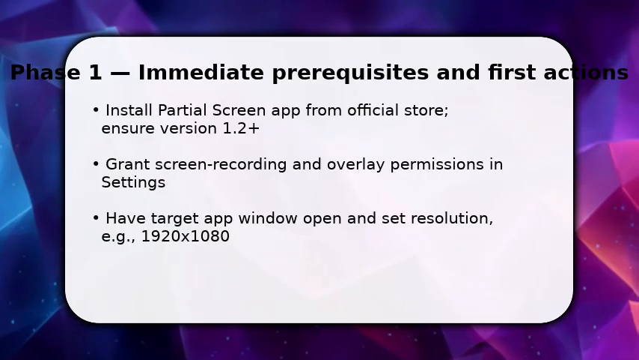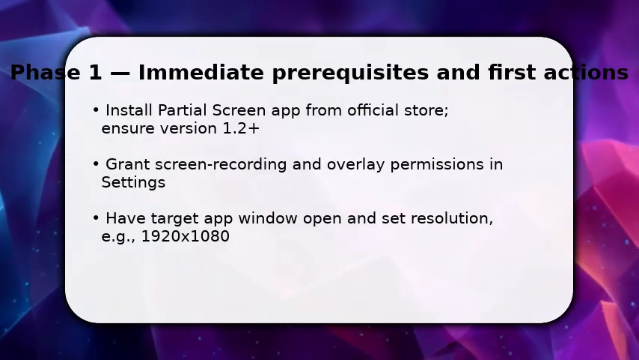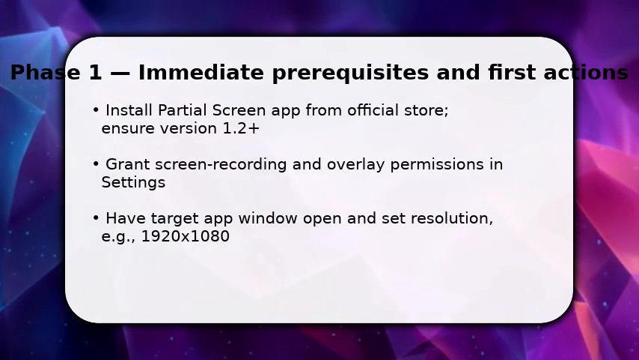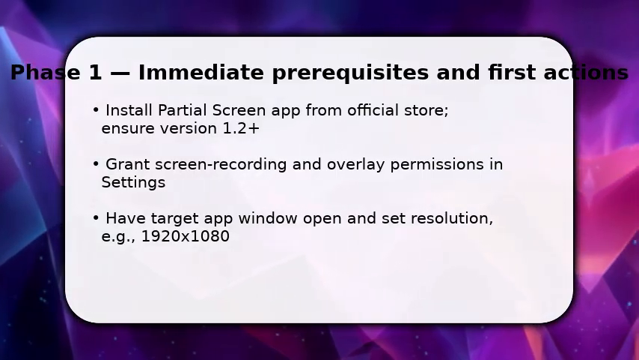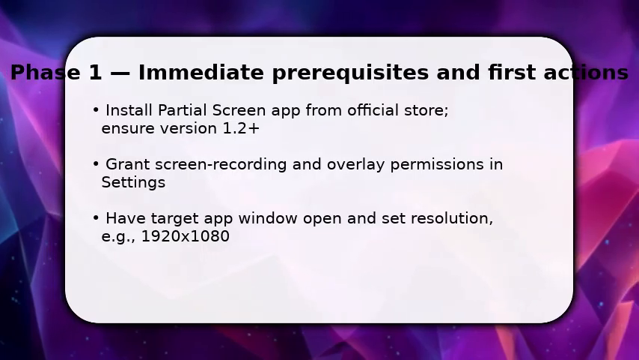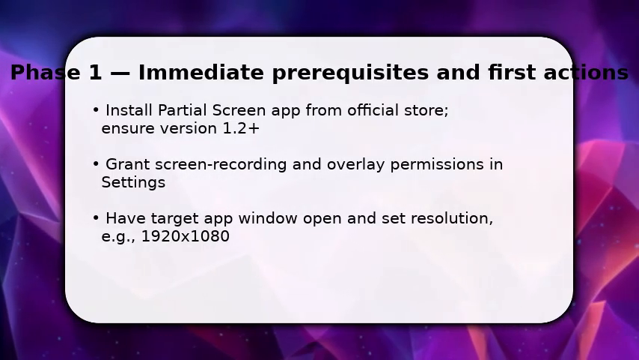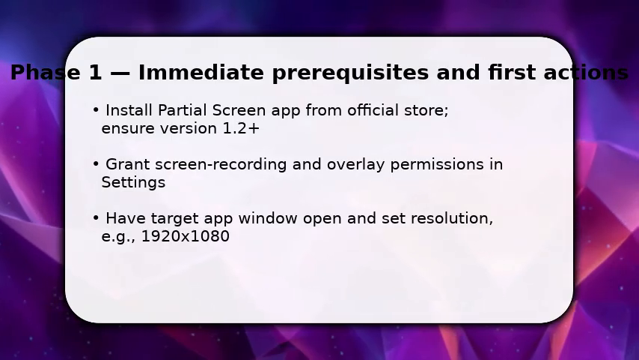You start by confirming a few essentials. The partial screen app is installed and updated, and you granted overlay and screen recording permissions. Once done, open the app you want to capture and set its window size. This makes alignment easier. Tap partial screen and choose Create Region.